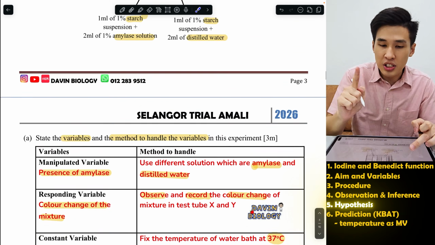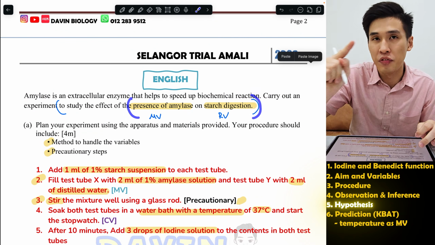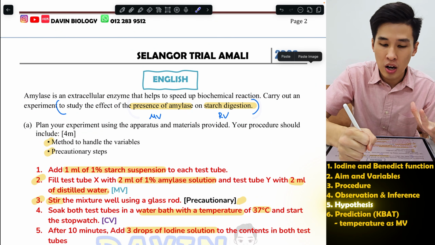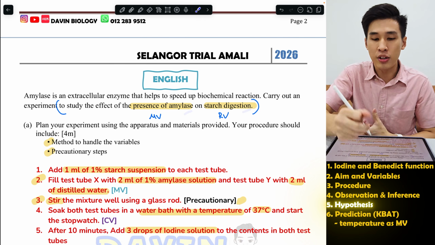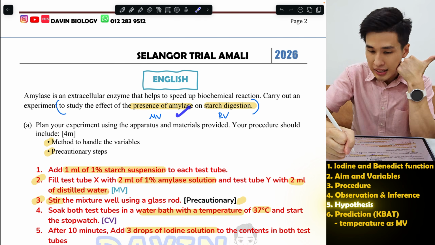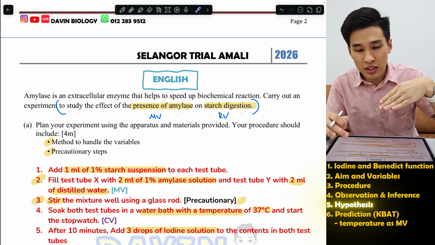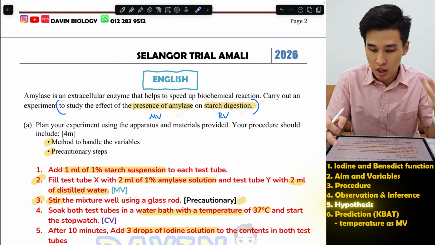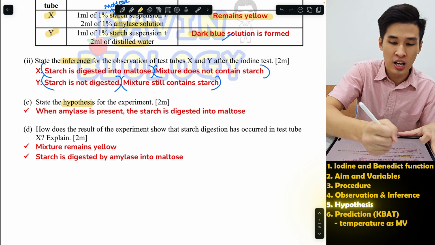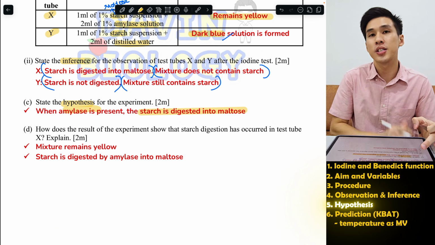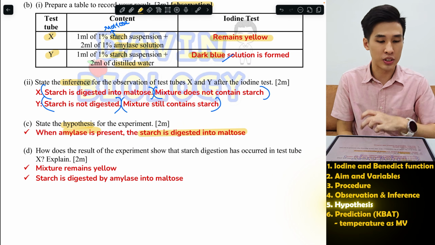For this kind of experiment, the hypothesis will go back to your aim. So you need to answer the aim of the experiment. Just now the aim says presence of amylase affects starch. So you just have to say, when amylase is present, starch is digested to maltose. That's it. Or you can say, when there's no amylase, starch is not digested into maltose. So answer the aim for this kind of question. When amylase is present, starch becomes maltose. Okay? And the next question is more or less the same, like an inference or hypothesis.